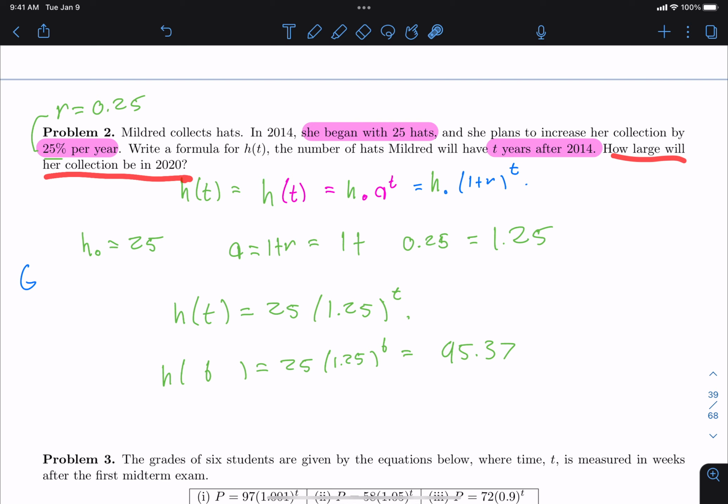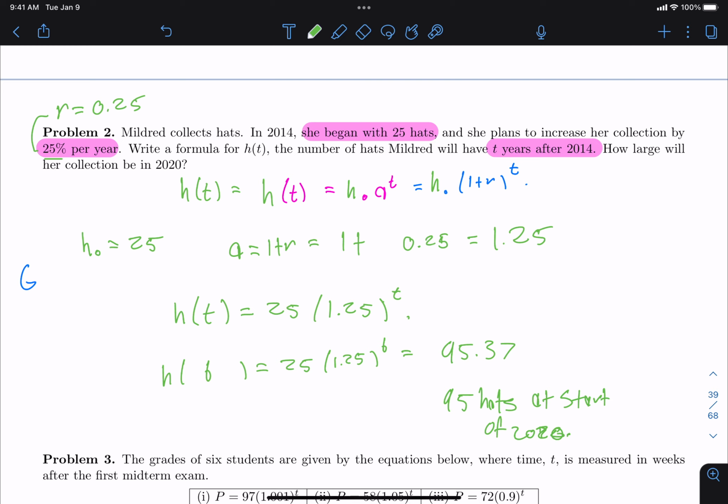Yeah, 95 hats, right? Probably she doesn't have 95.37 hats, because how are you going to buy that many hats? So probably 95 hats. And I would say at the start of 2020, maybe. That would make sense, at the start of 2020, because probably partway through, T would be something like 6.5, right? And then if you plug that in, you can do a 6.5 power.